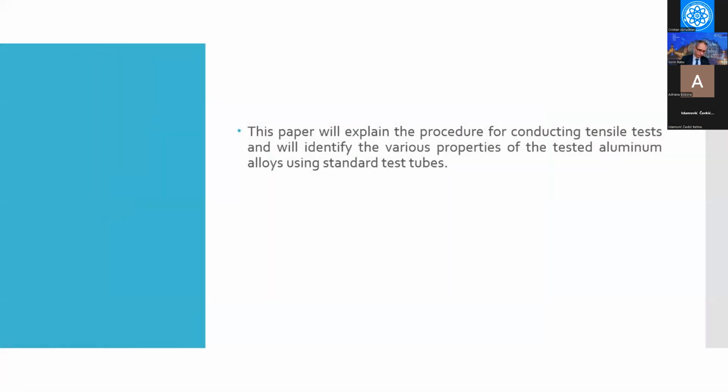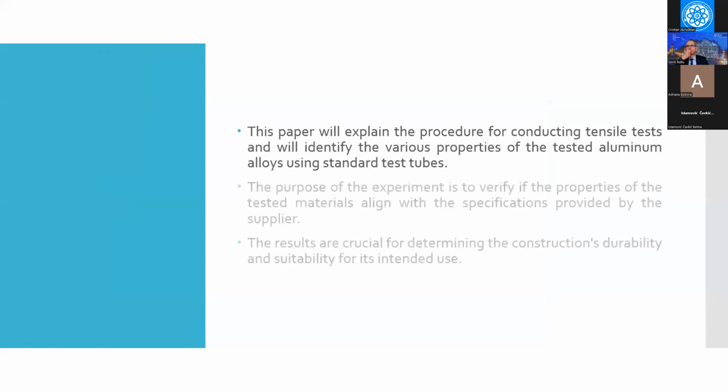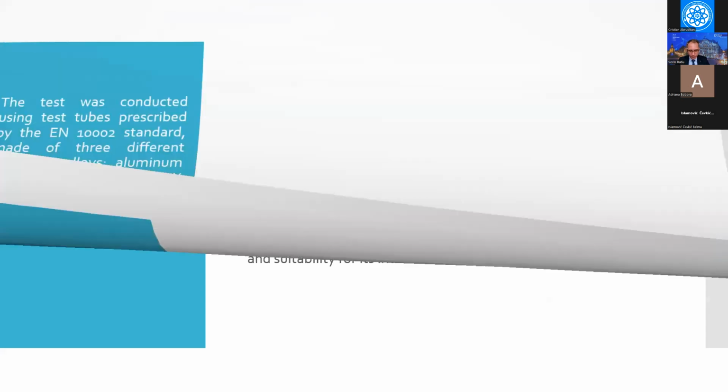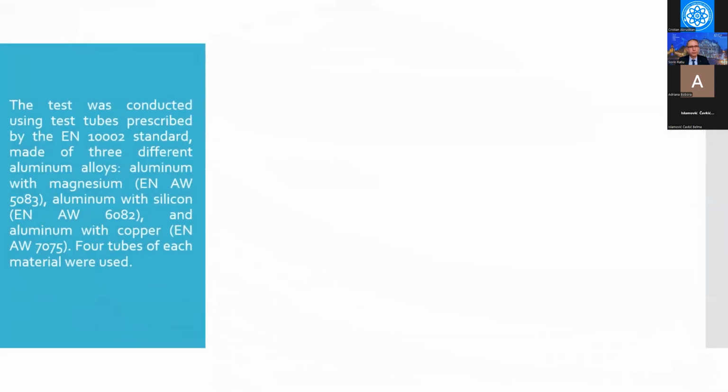This paper will explain the procedure for conducting tensile tests and will identify the various properties of the tested aluminum alloys using standard test tubes. The purpose of the experiment is to verify if the properties of the tested materials align with the specifications provided by the supplier. The results are crucial for determining the construction's durability and suitability for its intended use. The test was conducted using test tubes prescribed by the EN 10002 standard, made of 3 different aluminum alloys: aluminum with magnesium, with silicon, and with copper.